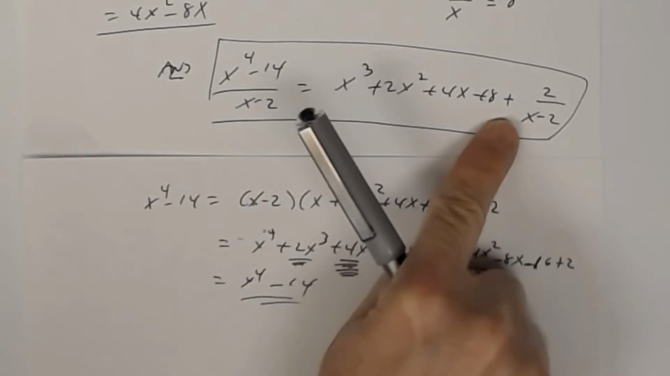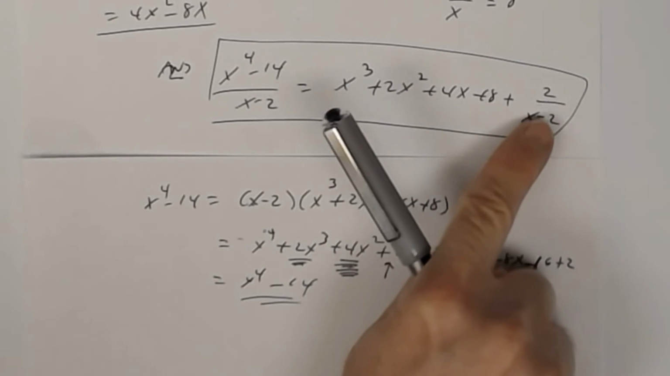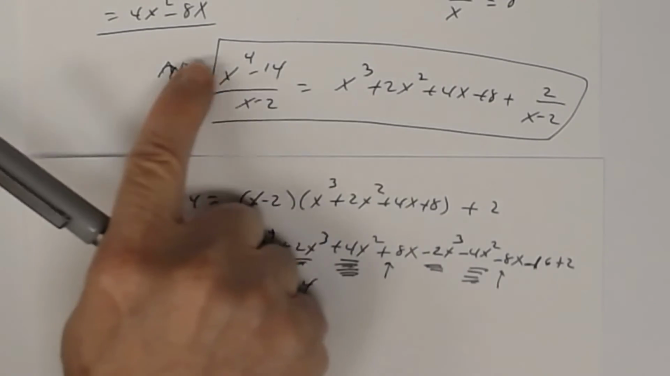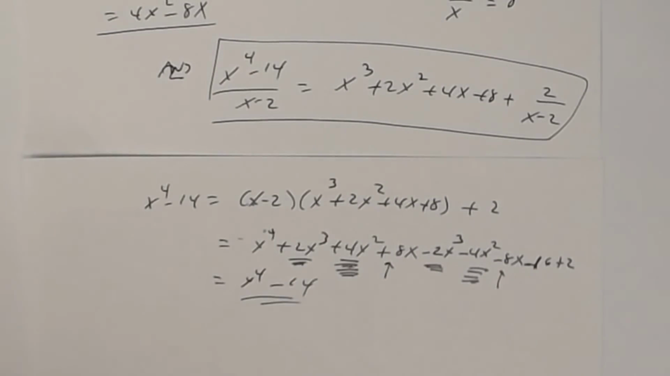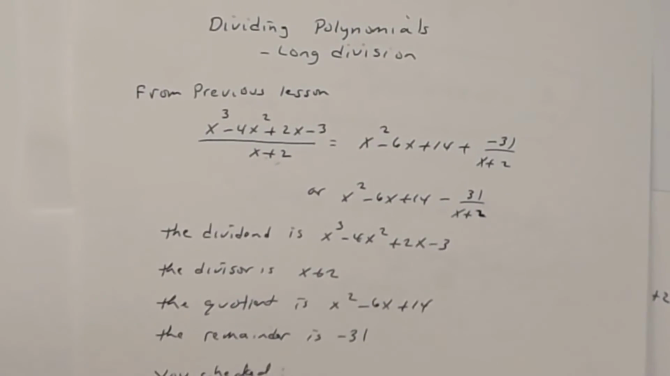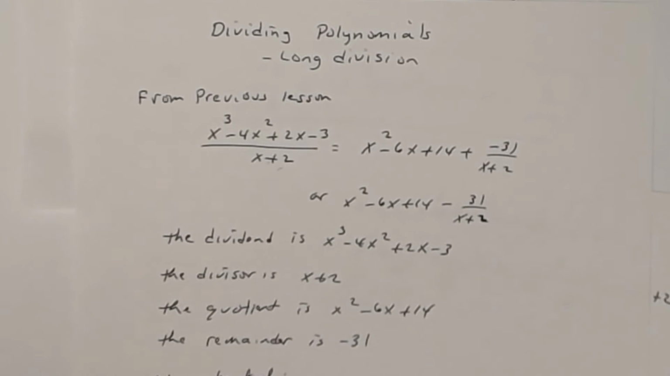So that means that this answer right here is correct. So when you check it, this times this plus the remainder has to equal your dividend. Okay? All right, so that is more practice and more information about dividing polynomials using long division.